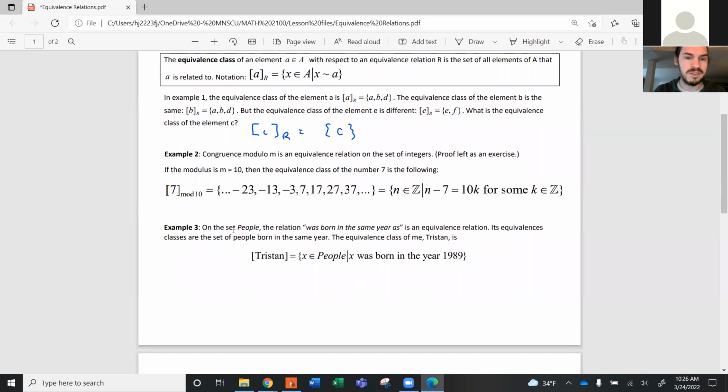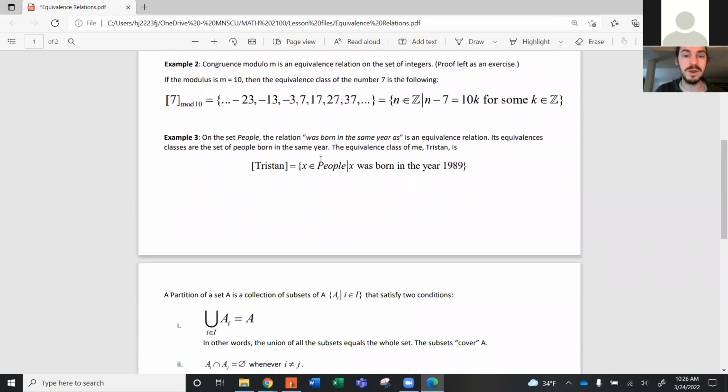Right. Here's another example. On the set of people, the relation "born in the same year as" is also an equivalence relation. It's reflexive. You're born in the same year as yourself. It's symmetric. If you and I are born in the same year, then you and I are also born in the same year. It goes both ways. And then it's transitive. You can work that one through in your head. So the equivalence class of Tristan is the set of all people born in 1989.